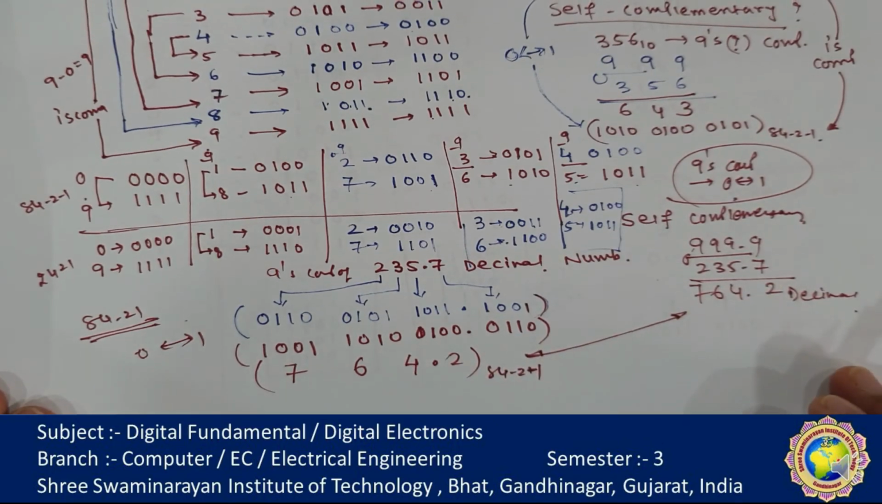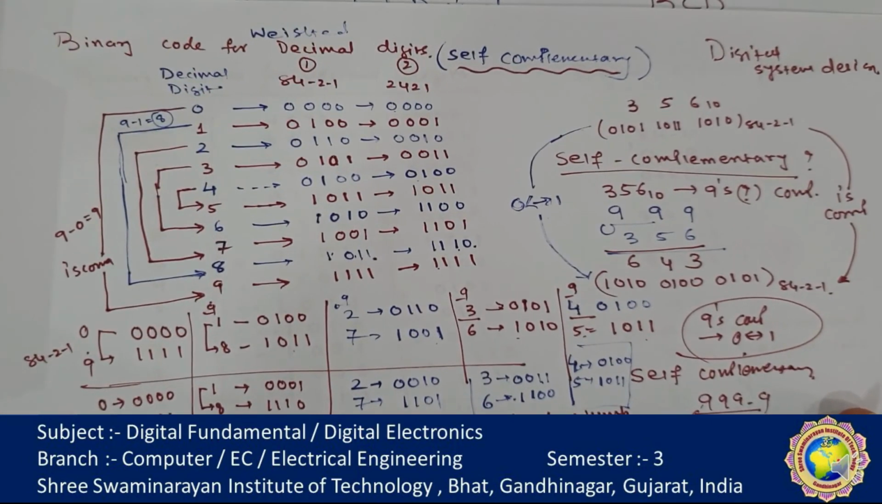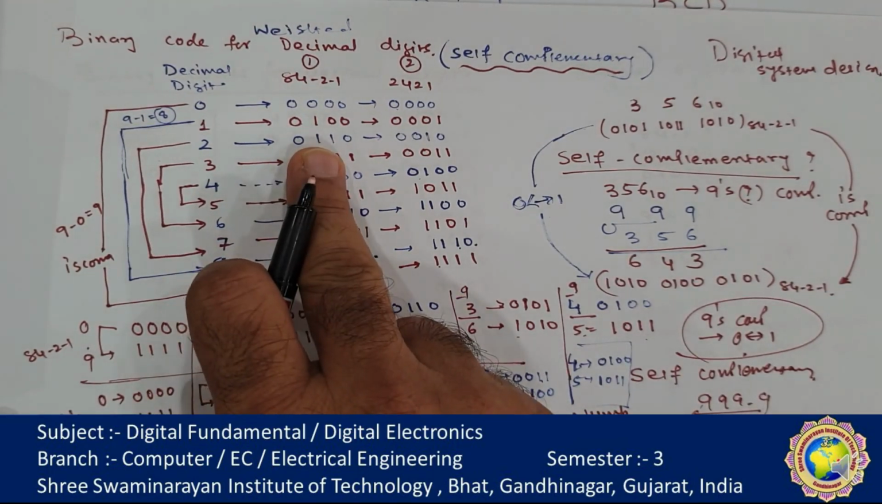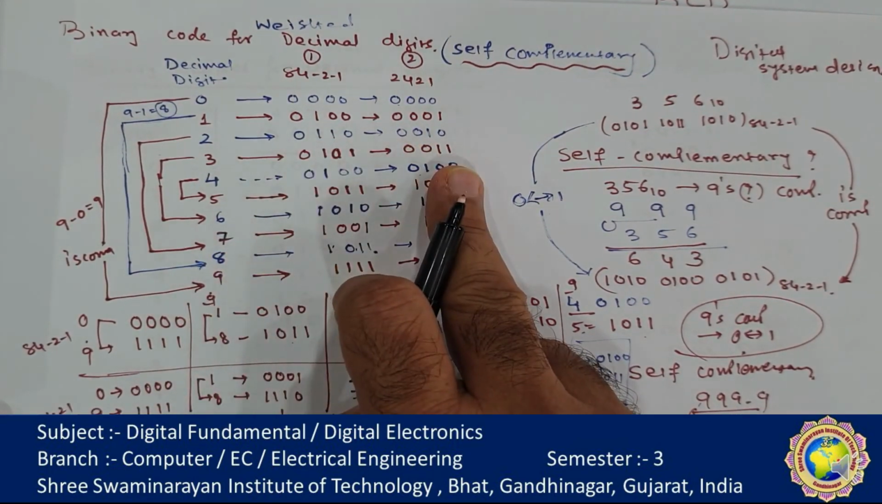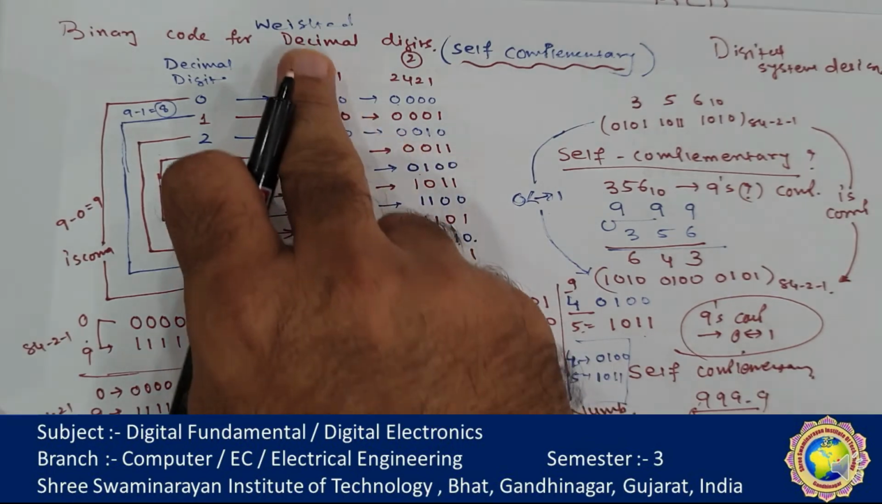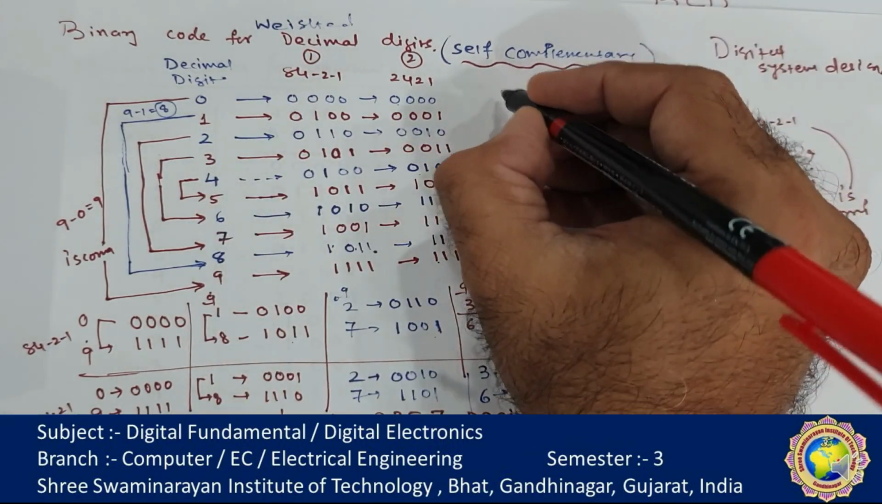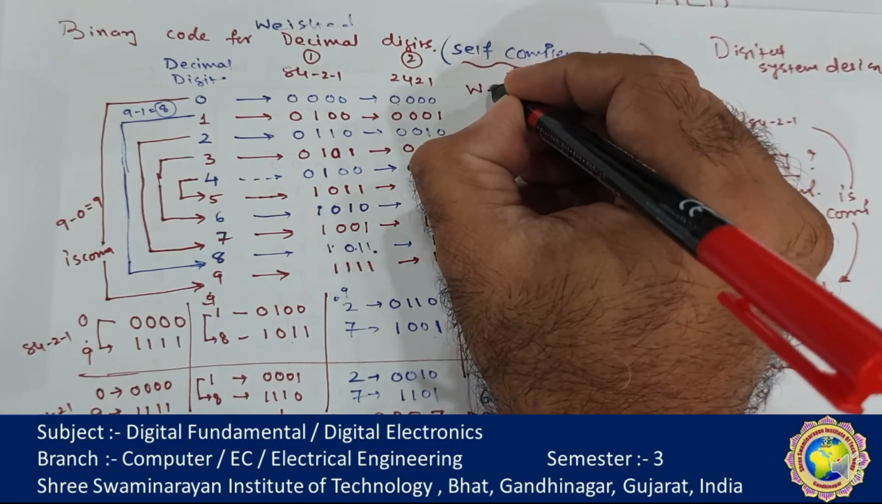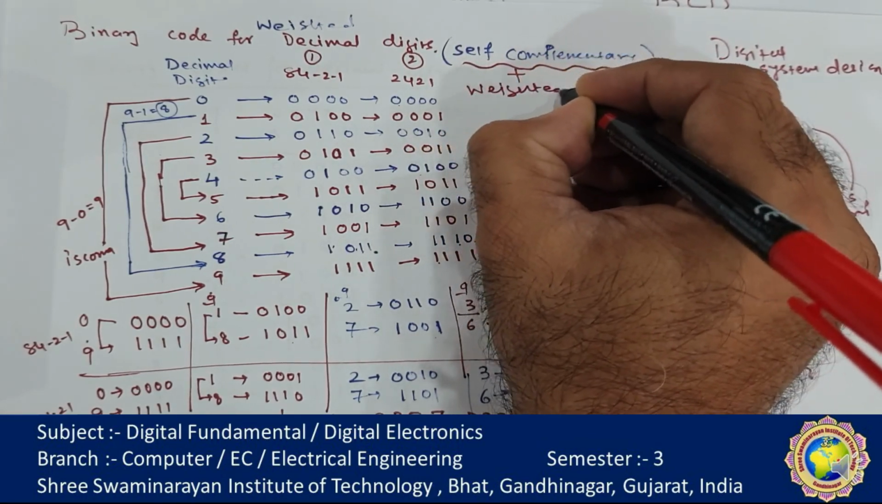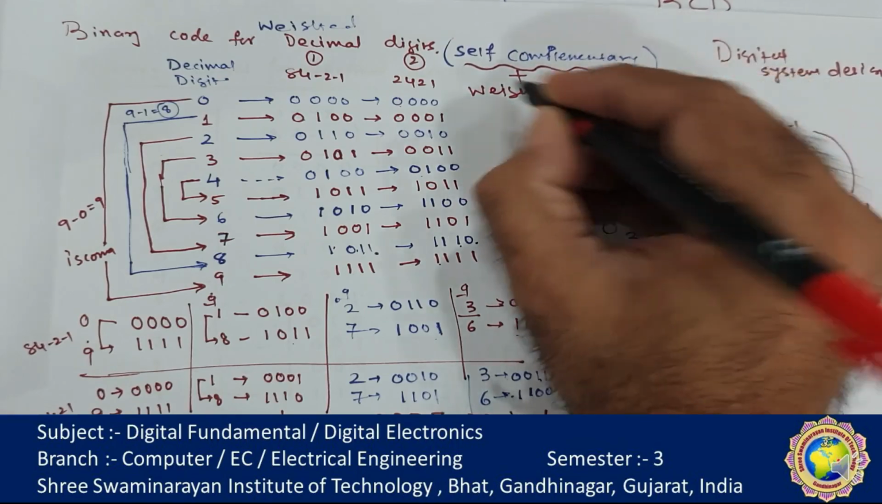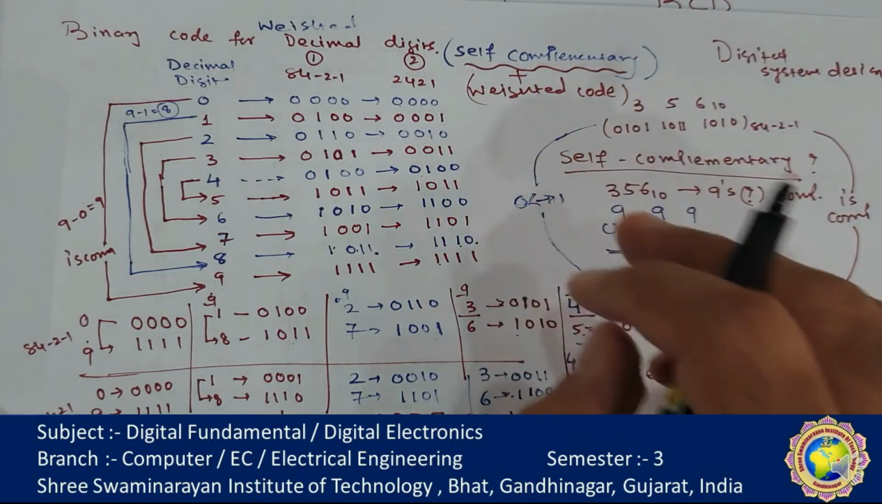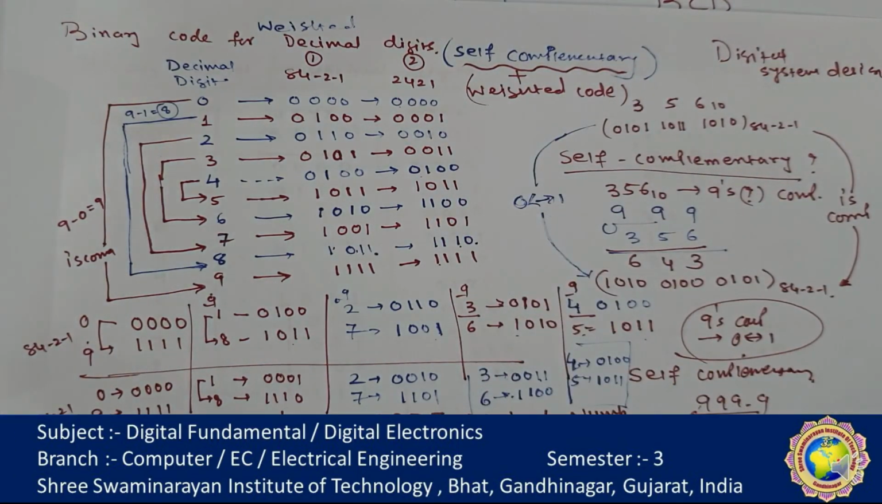So in this way we can say that the given two numbers, 8 4 minus 2 minus 1 and 2 4 2 1, are weightage codes as well as self-complementary codes. Remember that thing: the benefit is that these codes are weightage and self-complementary, both functionalities in the same number coding system. This is the biggest advantage of these two number systems.